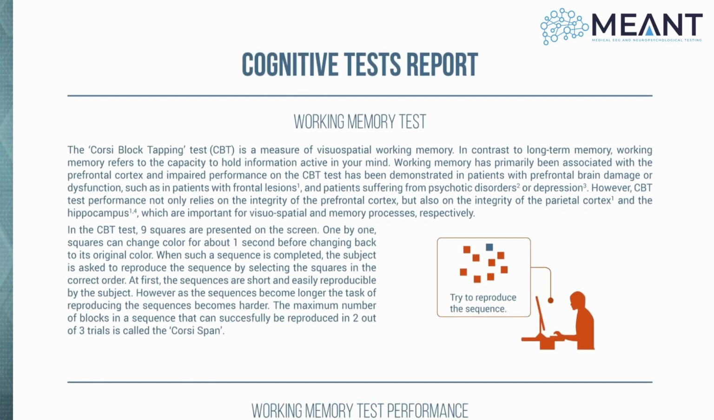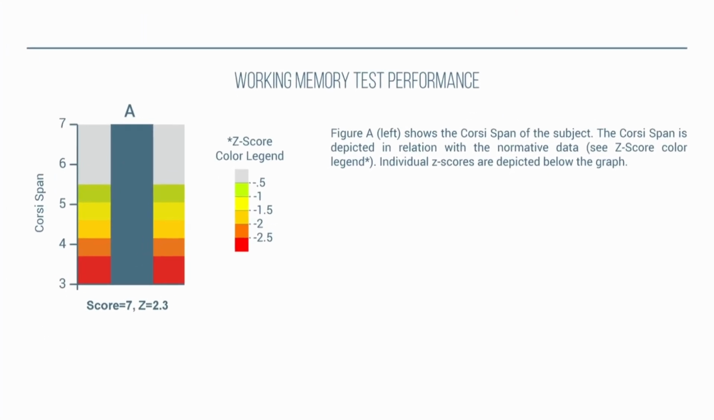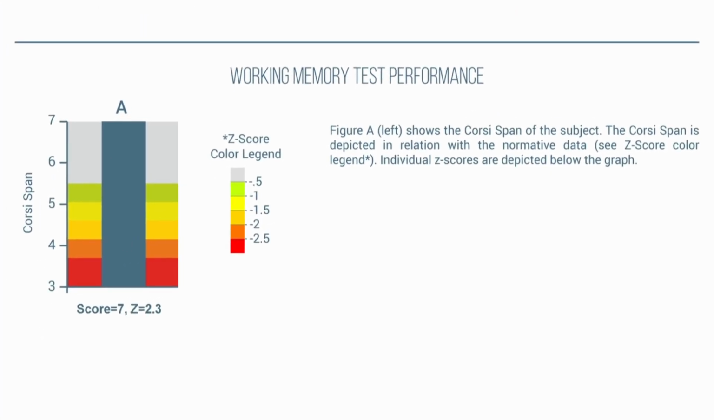This is the results page for the Corsi block tapping test. The top of the page explains the test and graphs. Figure A shows the performance of the subject. The Corsi block tapping test has a single performance outcome measure, namely the Corsi span, which is presented in Figure A.